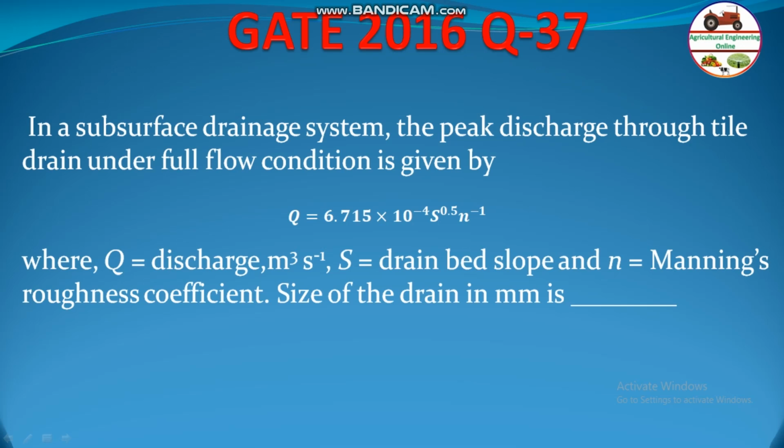Let us solve another problem from GATE 2016, question number 37. The question says, in a subsurface drainage system, the peak discharge through tile drain under full flow condition is given by Q = 6.715 × 10^-4 S^0.5 n^-1, where Q is the discharge in cubic meter per second, S is the drain bed slope, and n is the Manning's roughness coefficient. Size of the drain in millimeter is dash.